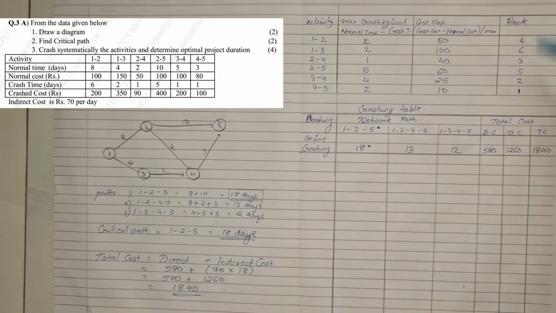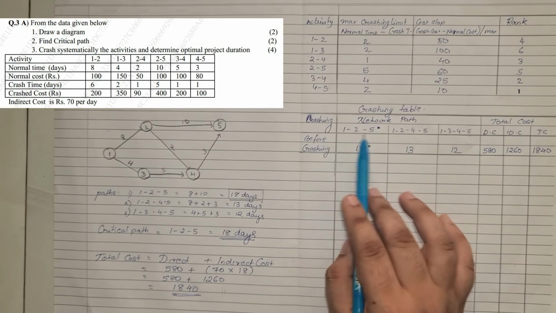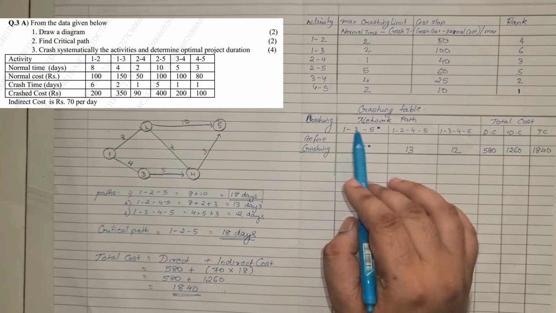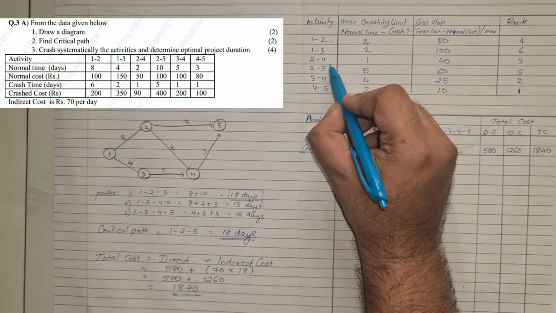Now see, rank-wise, the very first activity you need to crash is 4-5. But 4-5 is not there in our critical path. So we'll have to look at the critical path. We have only activities 1-2 and 2-5.